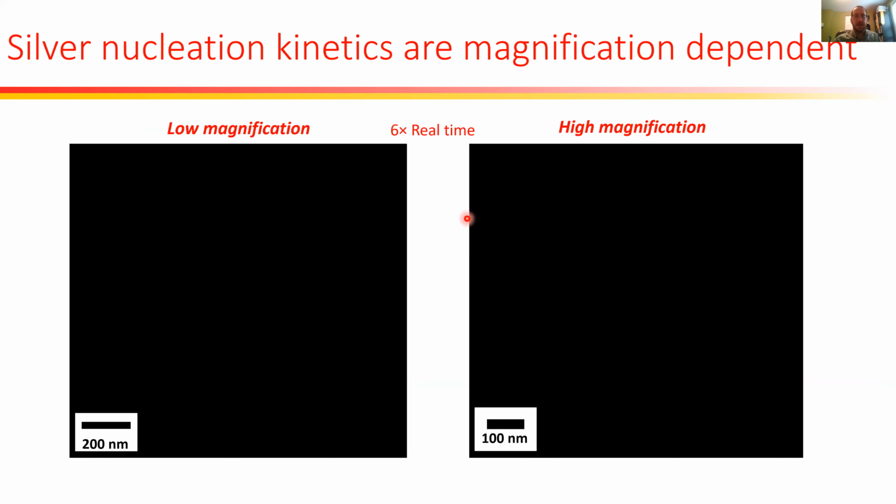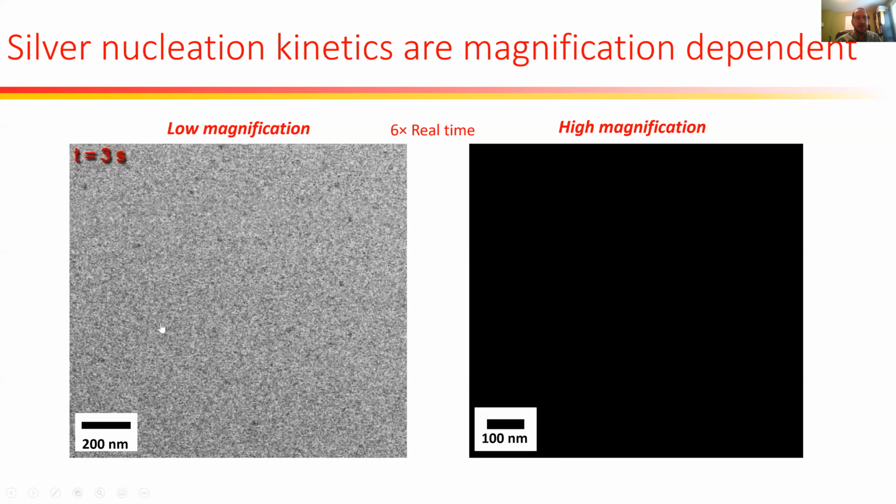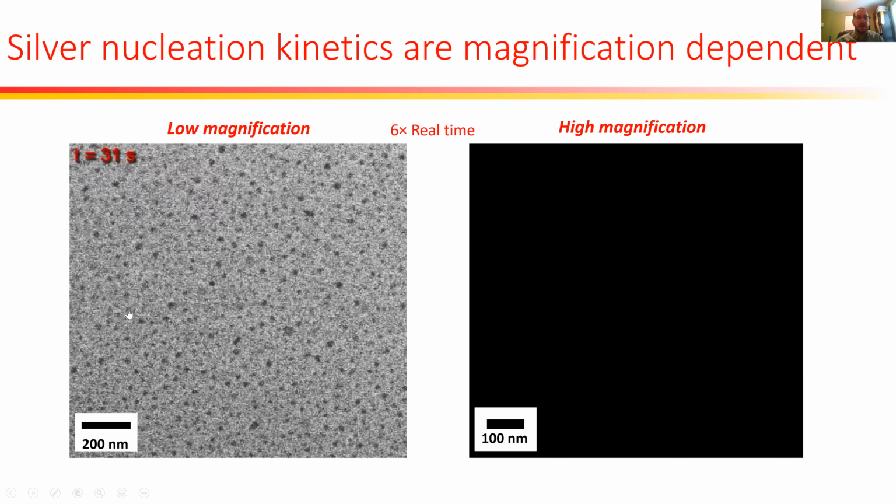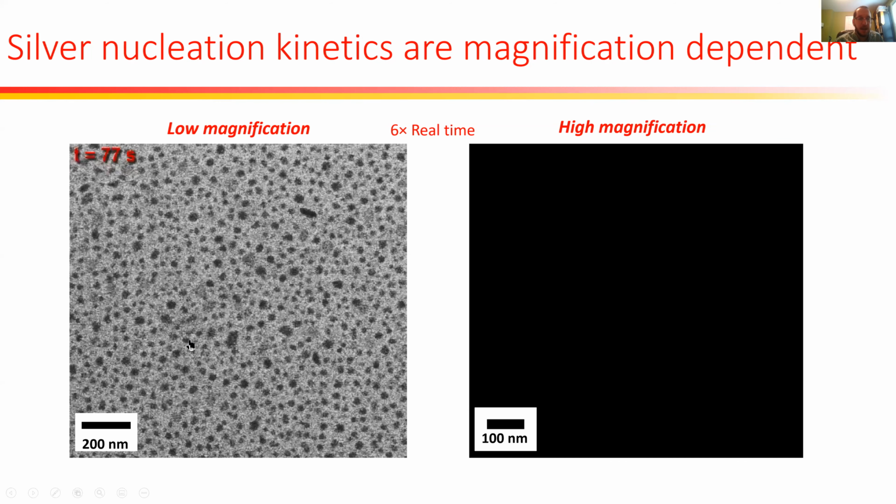So let's see what the effect of magnification really is on silver nucleation kinetics. If we look at a few videos of this actually happening, at a relatively low magnification, we see sporadic nucleation at the beginning. And then after about 20 or 30 seconds, we form a lot of nuclei across the image area. And then these nuclei grow into larger silver nanocrystals. At the end, the nanoparticles become about 20 to 30 nanometers in size. But at much higher magnification, here we double the magnification, we see within 5 seconds, we've basically covered the entire image area in nuclei.